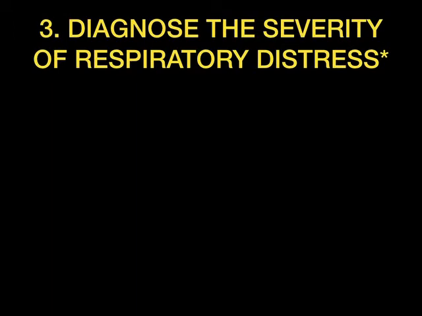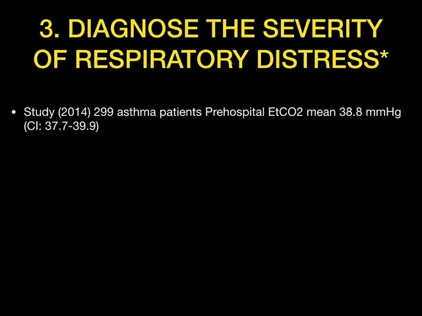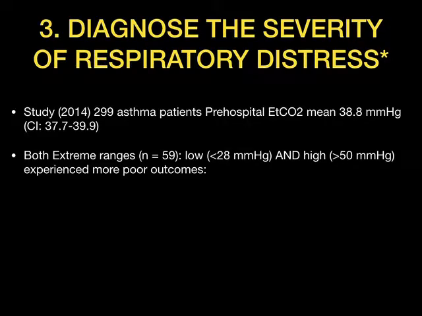Additionally, we can diagnose the severity of the respiratory distress. In this 2014 study of almost 300 asthmatics in a pre-hospital setting, the end-tidal CO2 is measured, and the average is about 38. They then looked at the extreme ranges, those with an end-tidal of less than 28, and those with an end-tidal of more than 50. Because remember, asthma goes through phases.